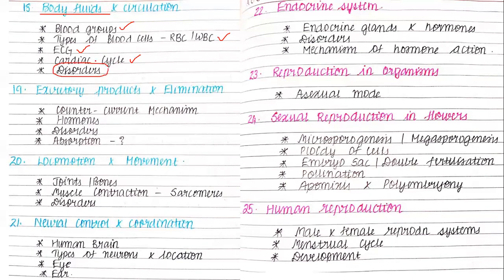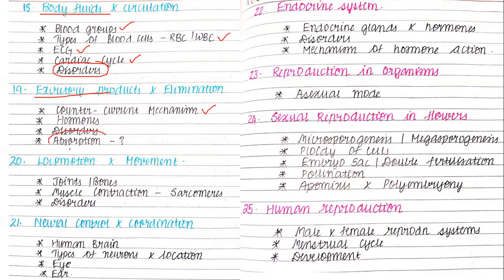Disorders, guys, the disorders of the circulatory system are very important. That is angina pectoris, hypertension, atherosclerosis, coronary artery disease, everything. The most important are heart failure, cardiac arrest, heart attack. Three of them seem similar, but each has a different condition. Heart failure, heart attack, cardiac arrest are three different diseases. Next, coming to the topic of excretory products and elimination, the counter current mechanism is important.